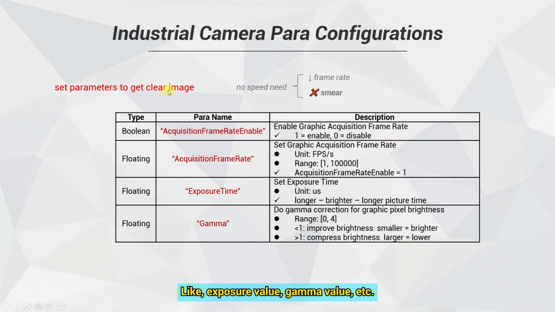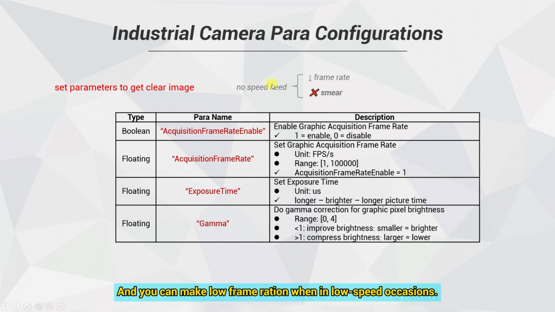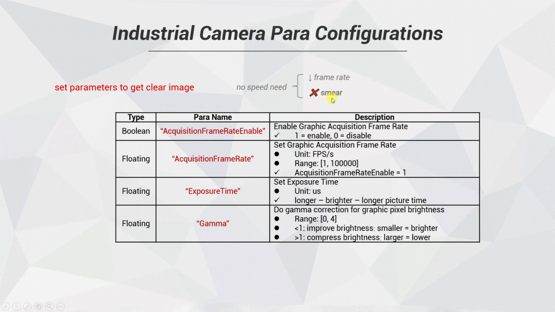Then, if you want to get a clear graphic, please set camera-related parameters, like exposure value, gamma value, etc. And you can set a low frame rate in low speed occasions. In this way, it can reduce the smear phenomenon.